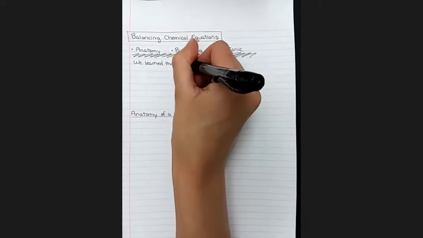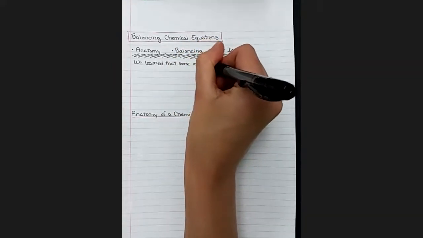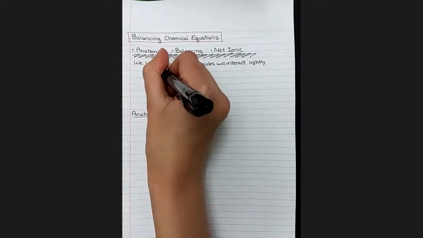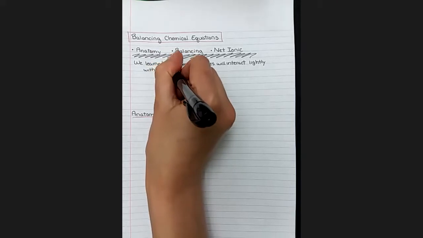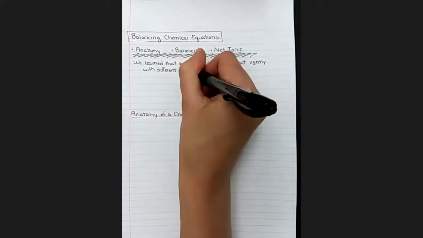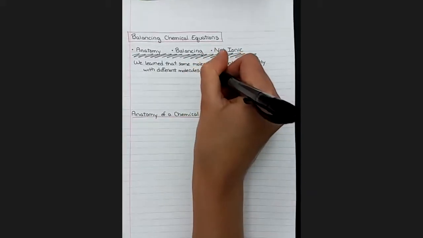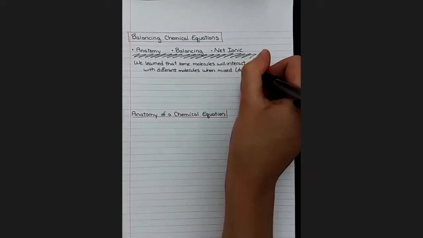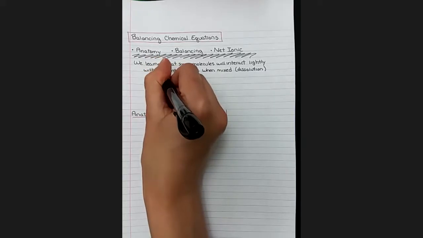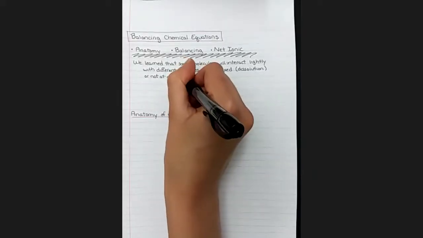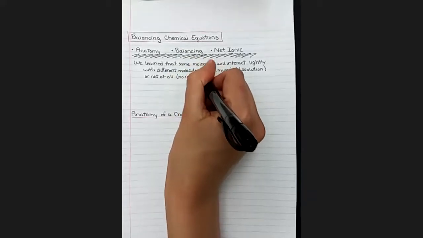Last time we learned some molecules will interact, but the interaction isn't that exciting, so we'll call it interacting lightly. Some molecules will interact lightly with different molecules when mixed. And that light interaction we called dissolution. Or sometimes they will not interact at all. We'll call that no reaction. So that's where we've been.